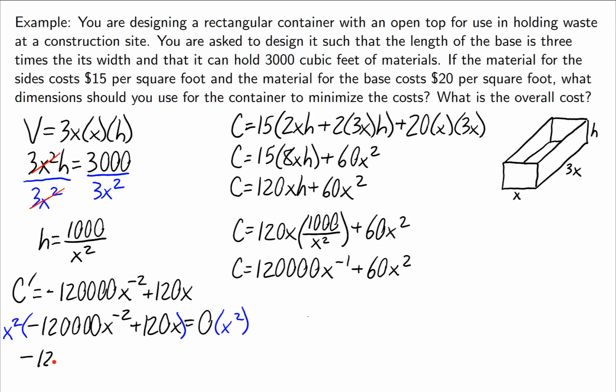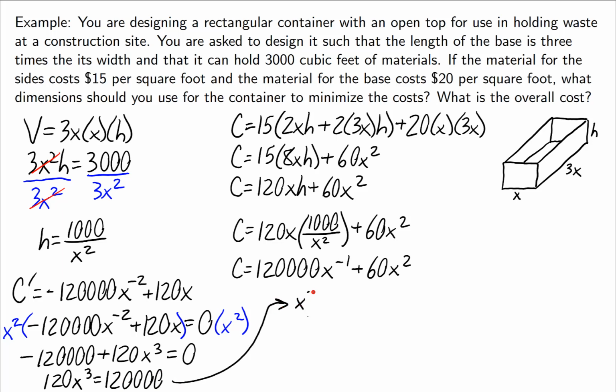That will give me negative 120,000. The x squared and the x to the negative 2 cancel out. Plus 120, the x squared and the x give me an x cubed. And I get that this is equal to 0. Now I'll add 120,000 to both sides, which gives me 120x cubed equals 120,000. Divide both sides by 120 to get x cubed equals 1,000. And then finally, I get x is equal to 10, and this is in feet.